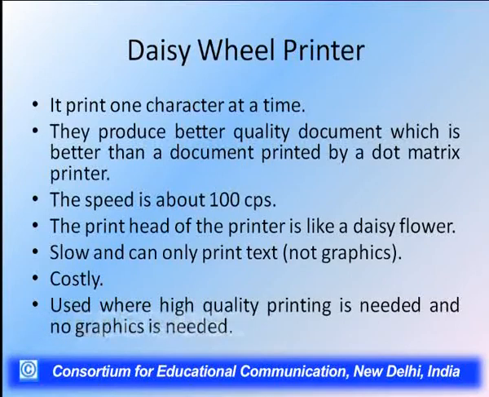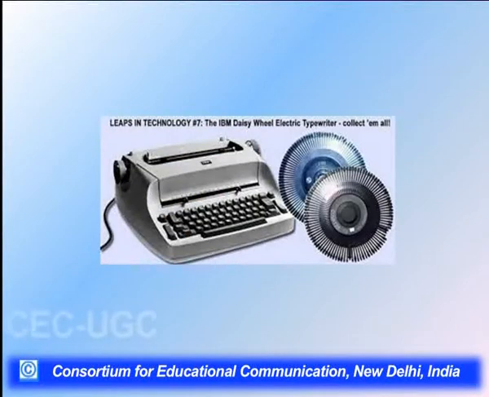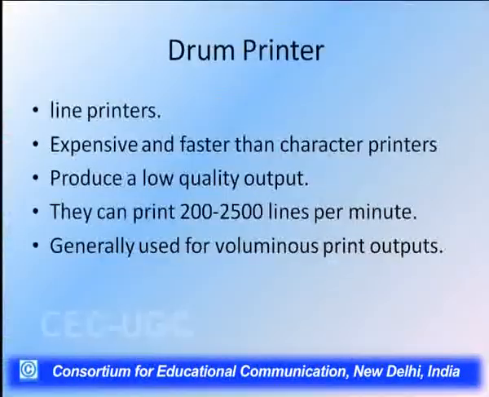This is a better quality document, which is better than the document printed by a dot matrix printer. So this is the picture of the daisy wheel printer. As you can see, it looks much like the keyboard, and the print head looks like a daisy flower in shape. The next printer that we are discussing is a drum printer.